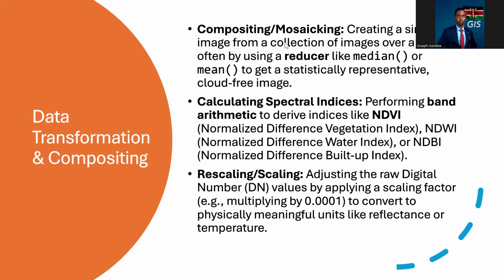So it's calculating a single image from a collection of images over a period, often by using a reducer like median or mean to get a statistical representation of the area. There is also calculating spectral indices. This is obtaining derived indices from band combinations, right? For example, NDVI or NDWI. So this occurs when you want to derive certain information from a satellite.